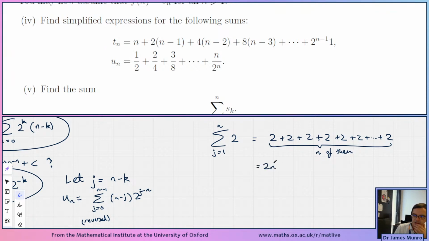This is 2n. If your sum is unusual, but the thing that you're summing doesn't depend on the summation variable, if it doesn't depend on j, then you just get lots of copies of the thing, and you're still required to add them together, but you can't see any n stuff in there until you've added together n copies of it.